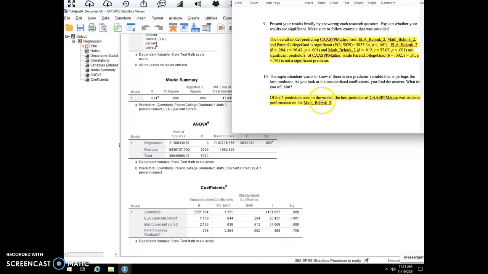And then we're asked, which of the predictors is the best? And we conclude that the math benchmark is because it has the highest standardized beta coefficient.